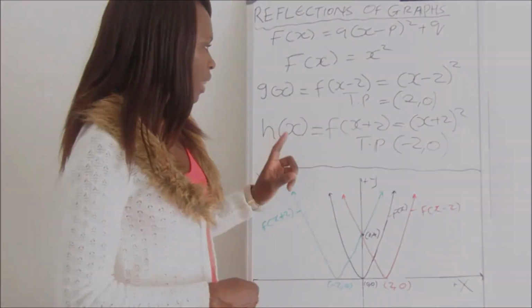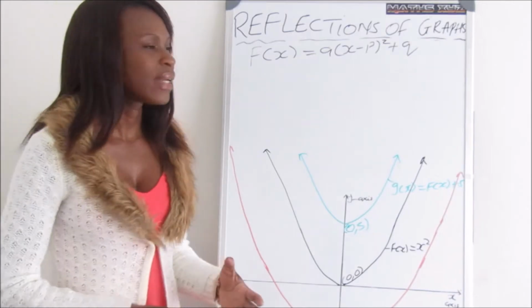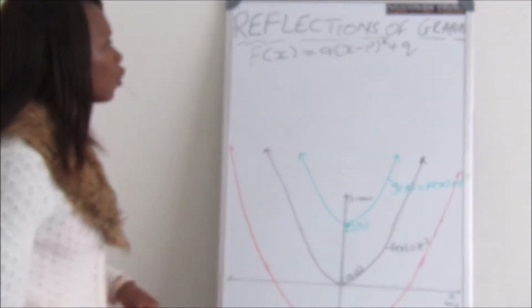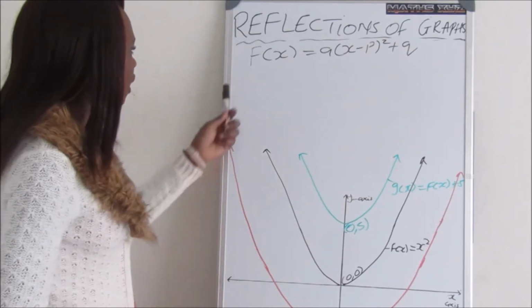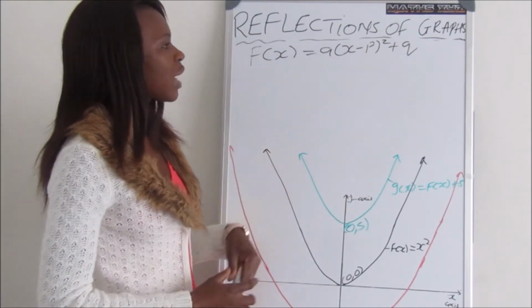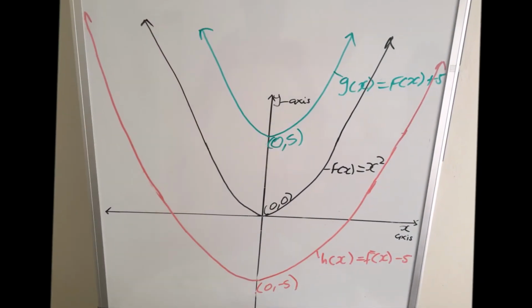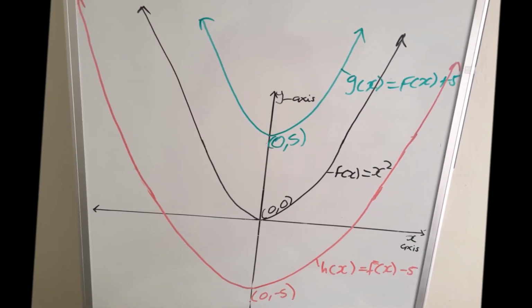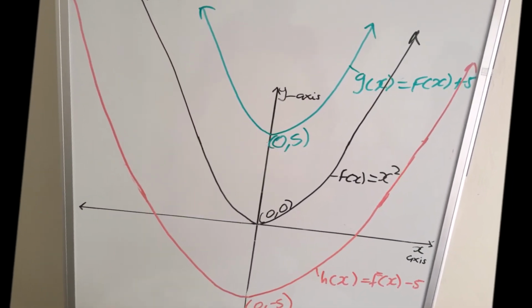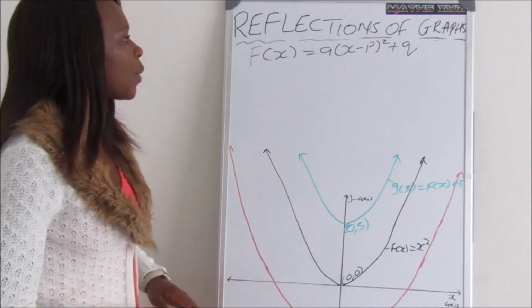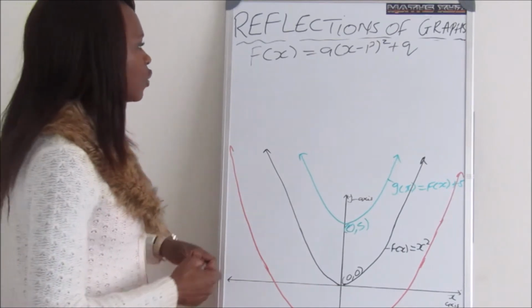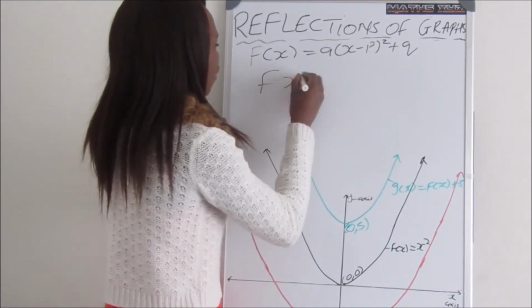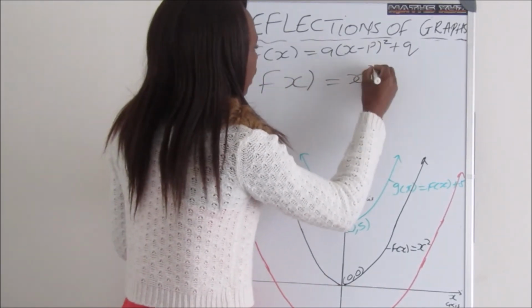Alright guys, another example that we will do is when we are concentrating only on q, the vertical shifting of the graph. With the graph of f(x) = a(x - p)^2 + q, we know that q controls the shifting on the vertical axis. So let's look at a graph of f(x) = x^2 again.